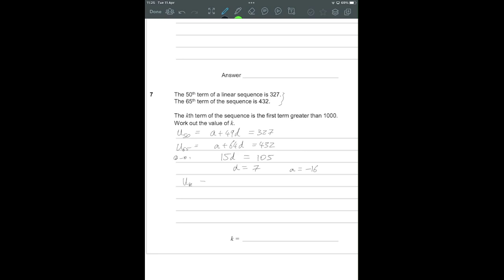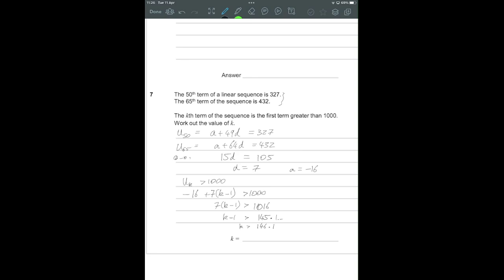That's saying Uk is greater than 1,000. So let's try and solve that resultant inequality. So that's a plus k minus 1 d is greater than 1,000. Just solve this inequality nice and fast. Add on the 16, divide by the 7. This is where we're likely to get some kind of decimal. Indeed we do. I'm going to leave it in decimal form. Therefore k is greater than, add 1 to that, 146.1.